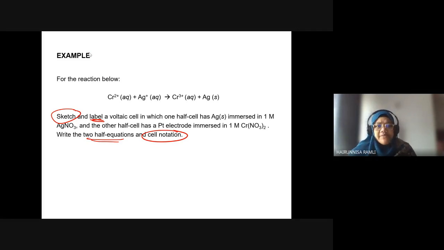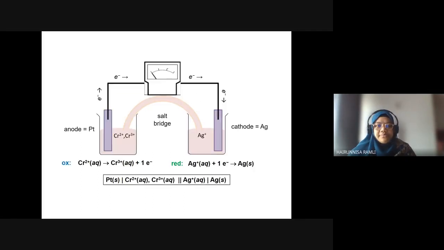Okay, first thing first, of course you need to determine which one is oxidation, which one is reduction lah. Okay, so Cr2+ kepada Cr3+, increase in oxidation number, so this is oxidation. Ag+ kepada Ag, so this is reduction, right? So, to sketch, okay, always, macam saya cakap tadi, always put on the left side as anode. Okay, so on the right side as cathode.